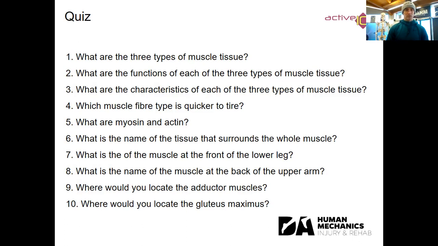Okay? What are myosin and actin? So myosin and actin are filaments that sit within sarcomeres, that sit within myofibrils, that sit within muscle fibers. Oh, that's a mouthful. And these filaments help to create the sliding filament theory, which helps us understand muscular contraction.